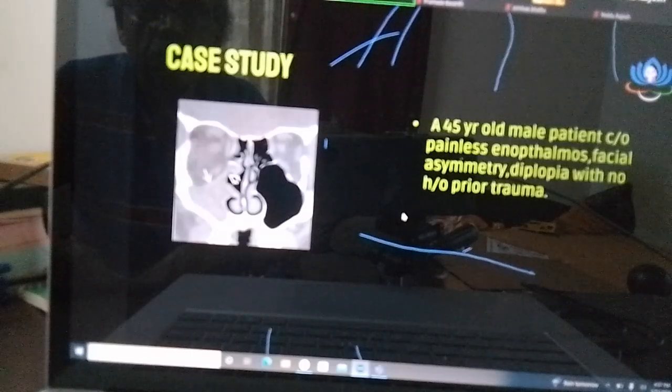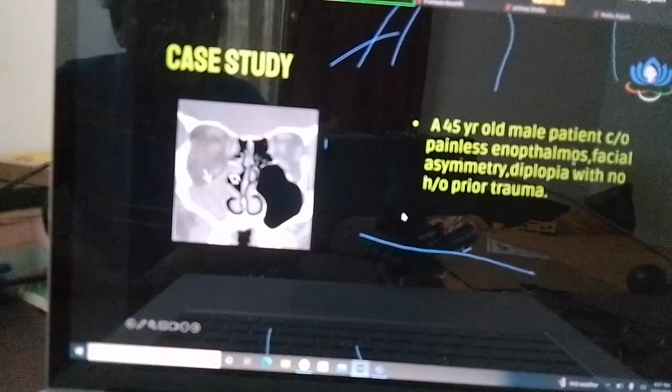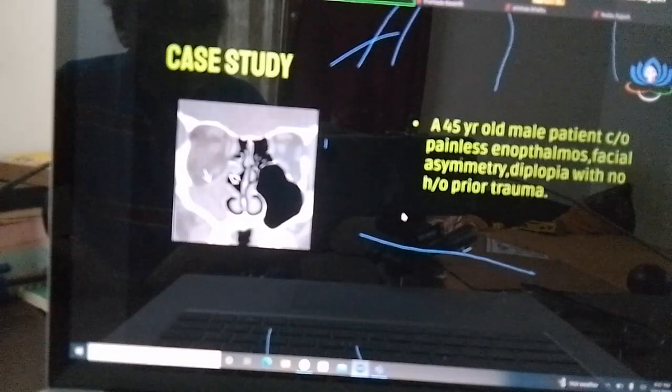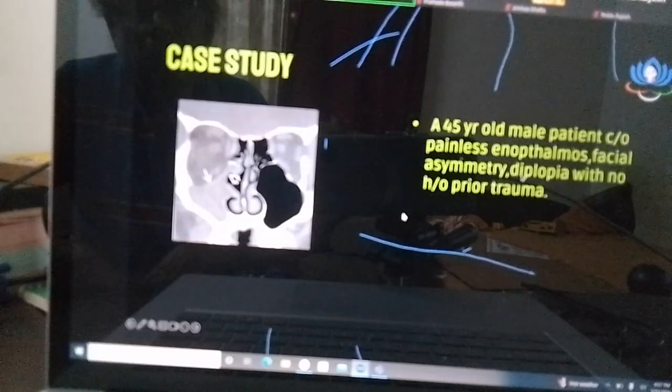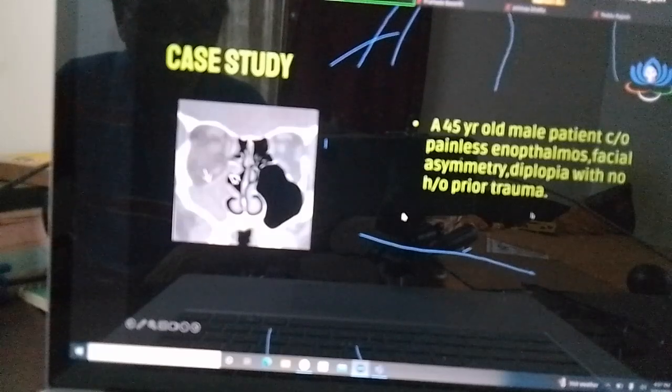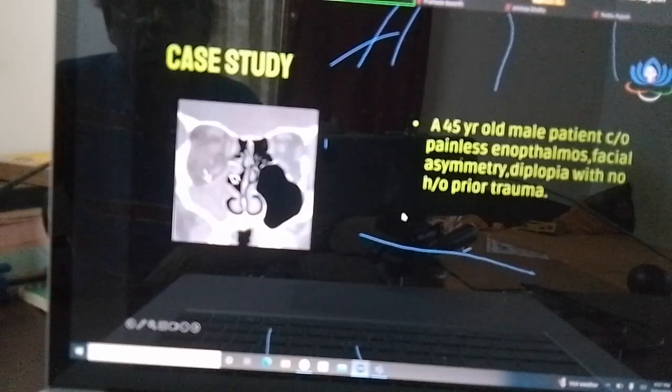Let's see. Okay, this is another case. A 45-year-old male patient with complaints of painless enophthalmos. He has enophthalmos, but no pain, and there may be facial asymmetry, and there may be diplopia, with no history of any head trauma. Okay, no trauma, nothing. These conditions are slowly happening: enophthalmos, facial asymmetry and diplopia.